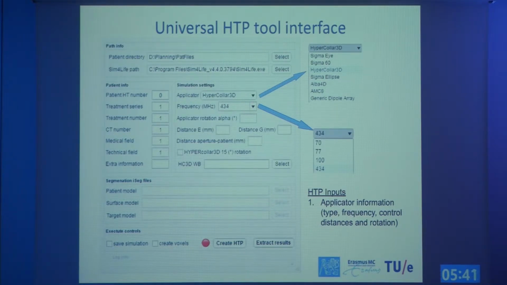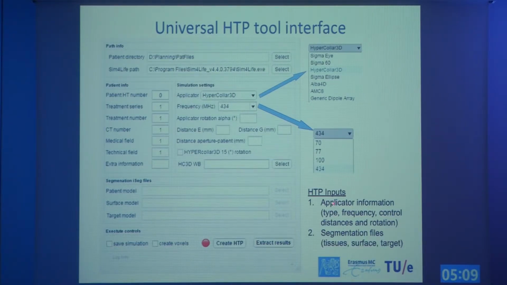We use 434 megahertz. If you want to use Sigma I treatment planning, we select Sigma I. For Sigma I, we use 100 megahertz. Am I right here? 100 megahertz, yes. For Sigma 60, we use 77. Those are predefined frequencies, but you can fill in any frequency you want in this field, and then the tool will automatically account for this frequency in the assignment of the dielectric properties.